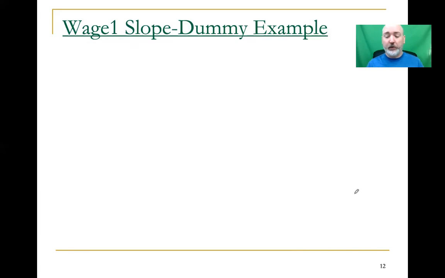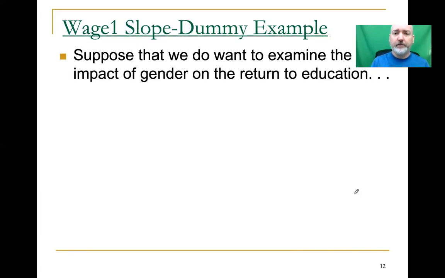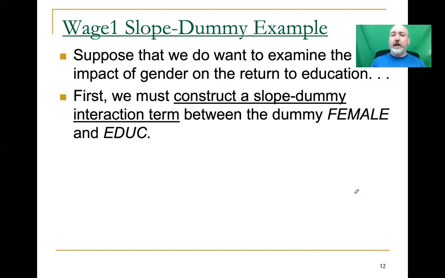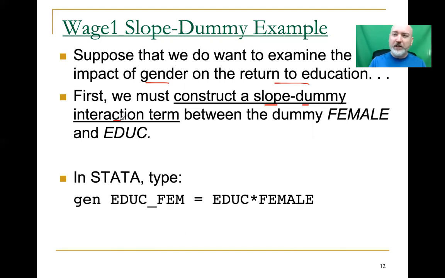Okay, let's actually see what this would look like with a little example in Stata. And let's go back to the gender discrimination case in a wage determination model. We want to answer the question: is there an impact of gender on the return to education? So not just an effect on the average wage, but the marginal impact of that extra year of education. So first thing, we need to construct that slope dummy interaction term, the product of our two variables. And there's an easier way to do it, but this way you'll never get it wrong, right? Think of it that way.